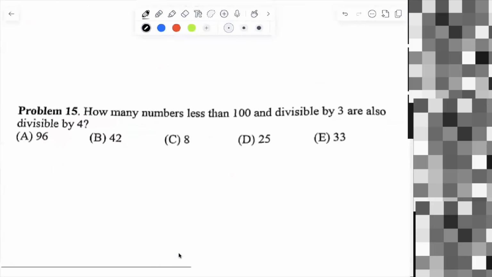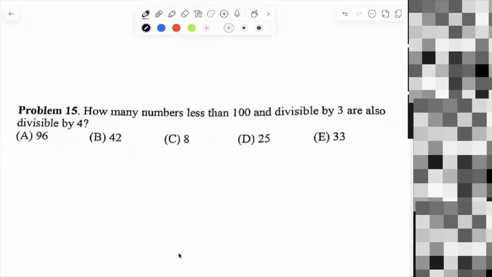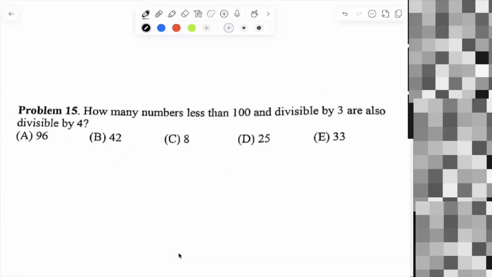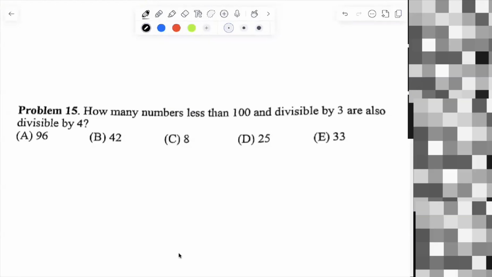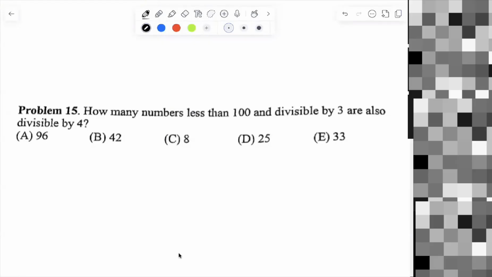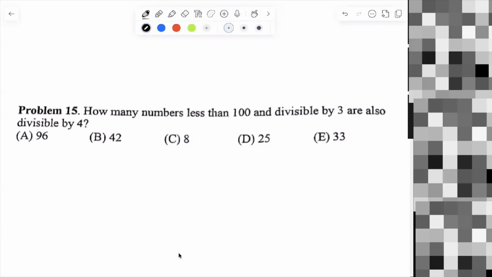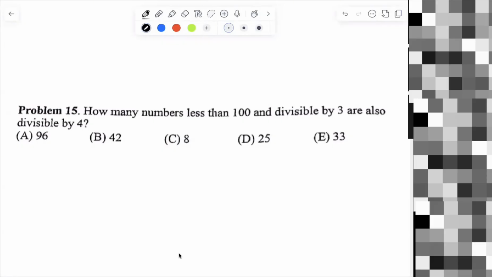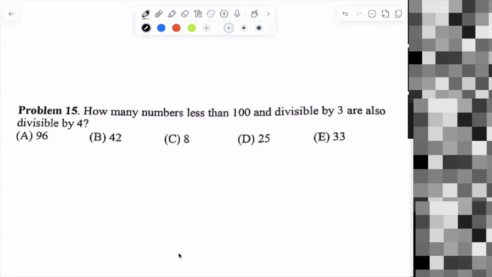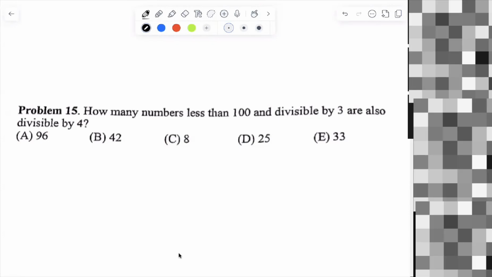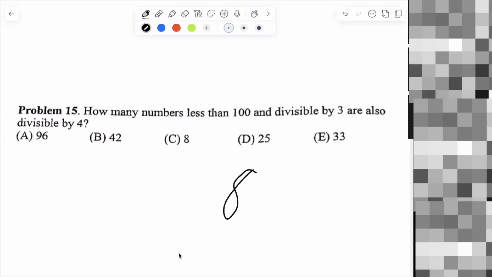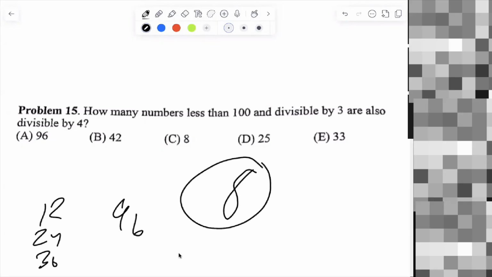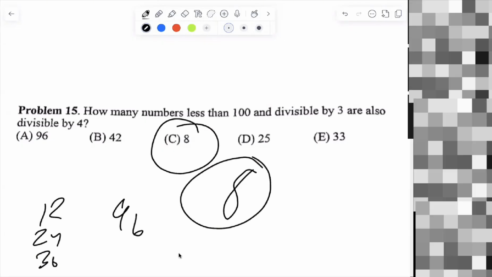Right? Now let's move on to problem 15. How many numbers less than 100 that are divisible by 3 are also divisible by 4? This is just telling you that we want all the numbers divisible by 3 less than 100 that are also divisible by 4. So they're all in total divisible by 12. How many are there? There's 12, 24, 36, all the way to 96. There's a total of 8, so the answer is C. Alright?